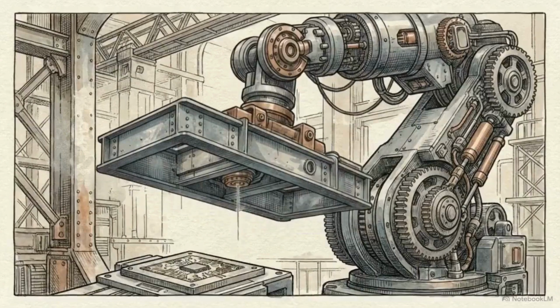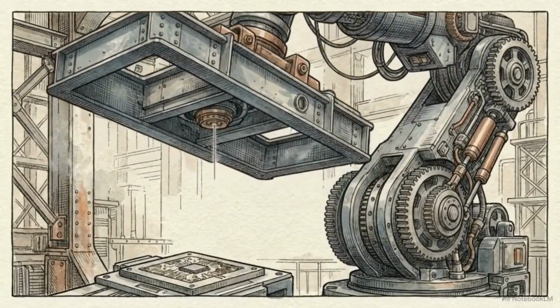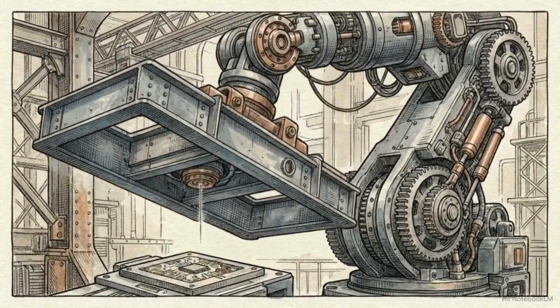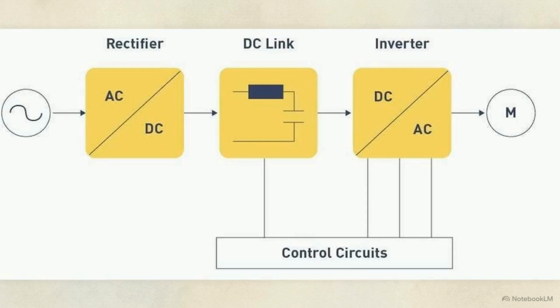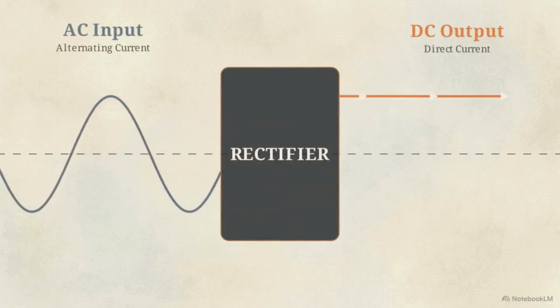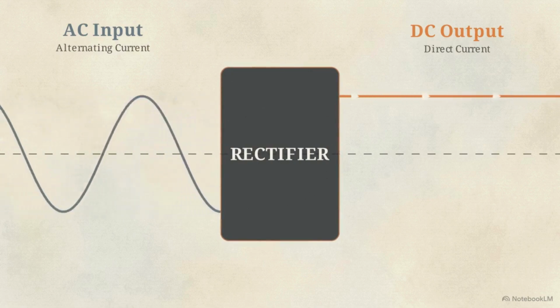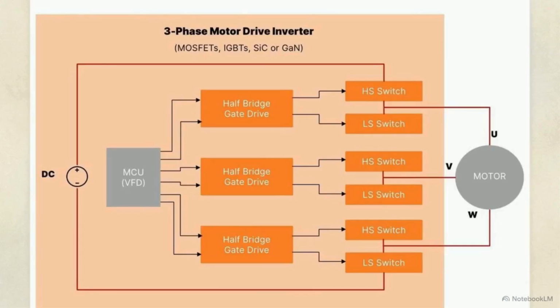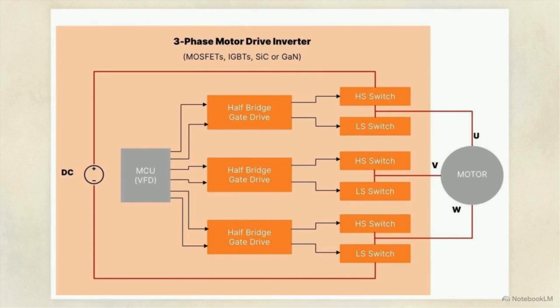We apply these exact same principles at the heavy industrial scale using three-phase AC variable frequency drives, or VFDs. This block diagram traces the energy flow of a VFD. Power moves from the rectifier through the DC link and into the inverter. The rectifier's job is simply to take incoming alternating current from the power grid and convert it into direct current. This schematic breaks down the inverter stage. Here, a central microcontroller commands three separate half-bridge gate drivers, labeled U, V, and W. Each driver controls a pair of high-power switches. Together, these 6 switches synthesize a three-phase AC output from the direct current supply.